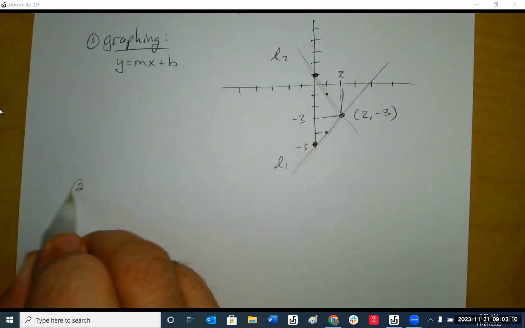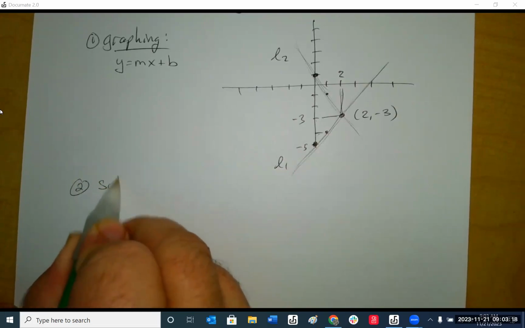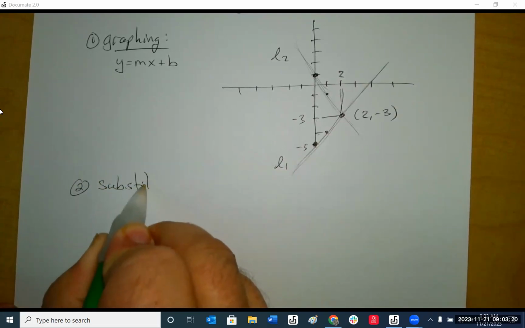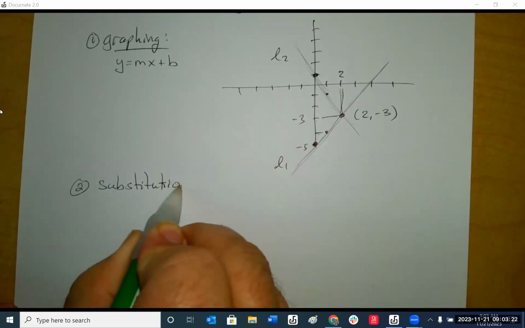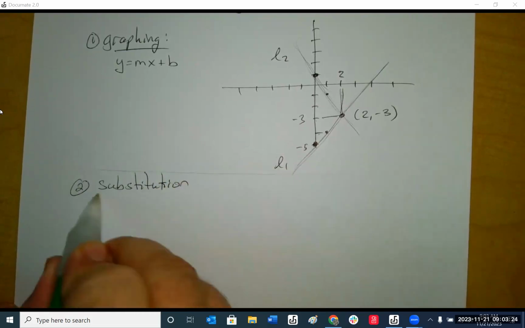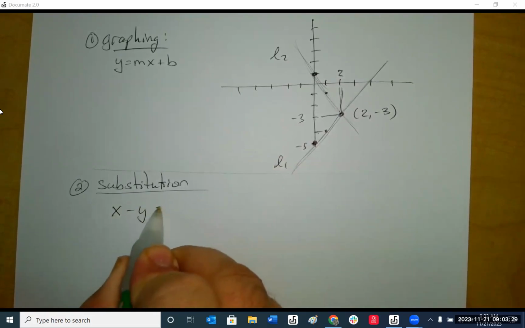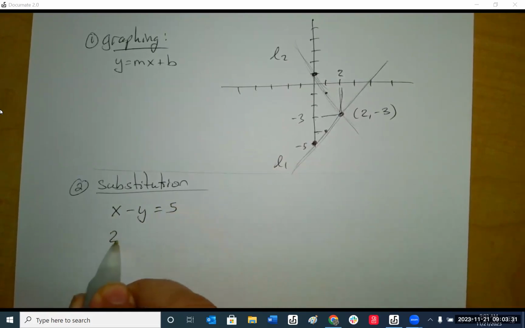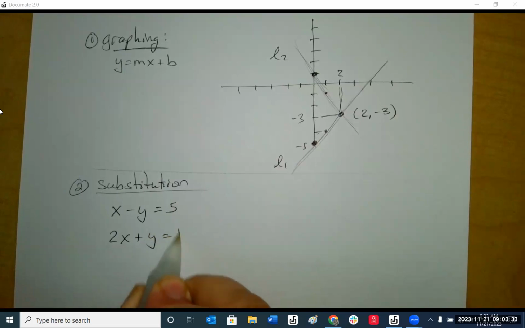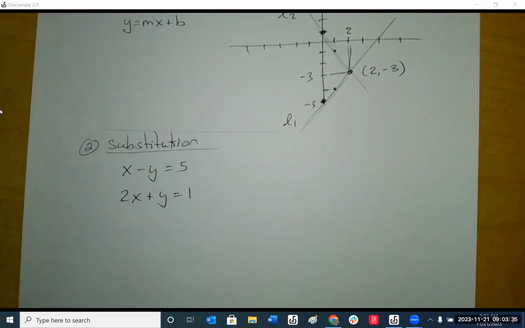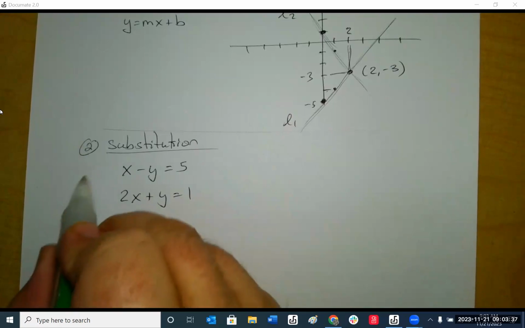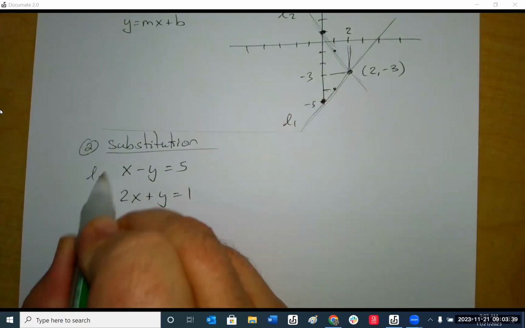The second method will be substitution. So we have x minus y equals 5, 2x plus y equals 1. Line 1 and line 2.